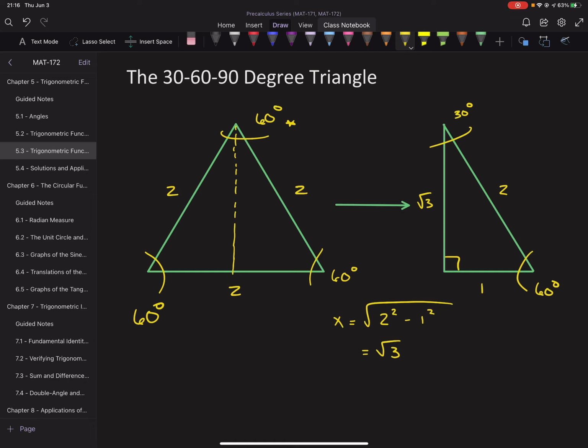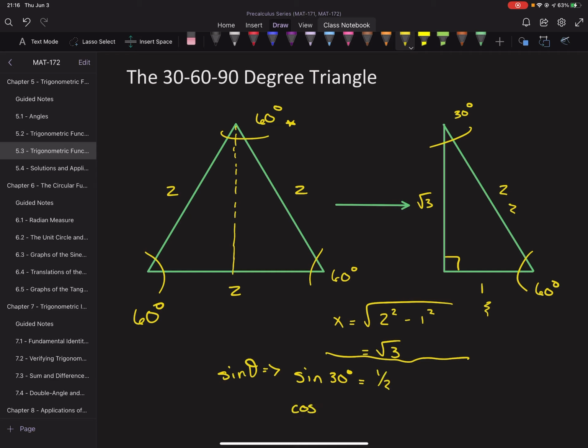So now we can define our trigonometric function values. Sine is opposite over hypotenuse. So if we're thinking of sine of 30 degrees, sine of 30 degrees is going to be opposite over hypotenuse.